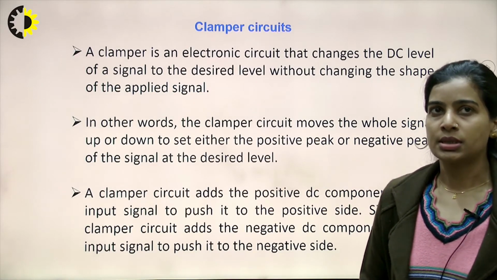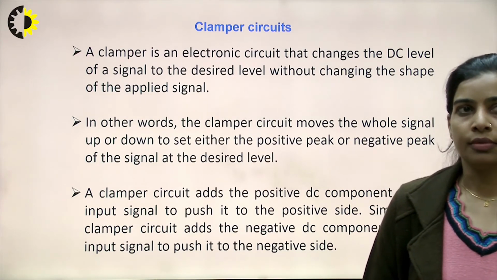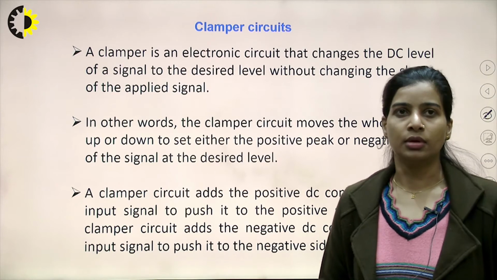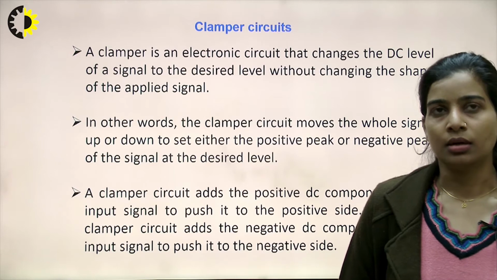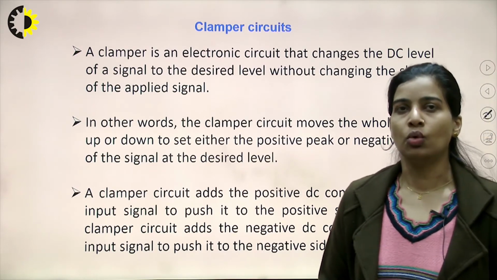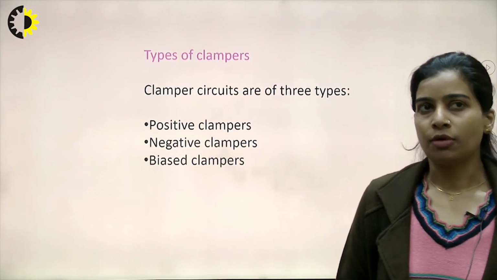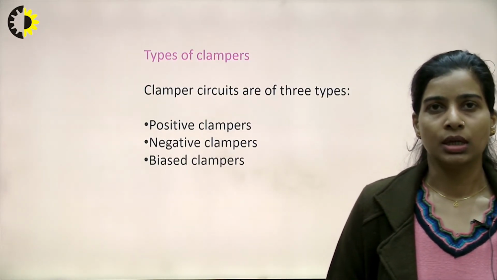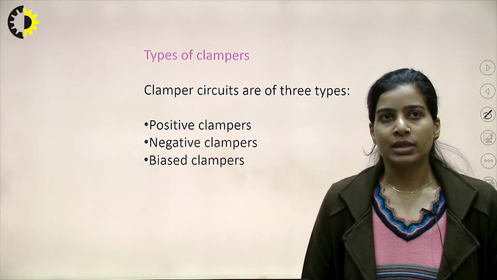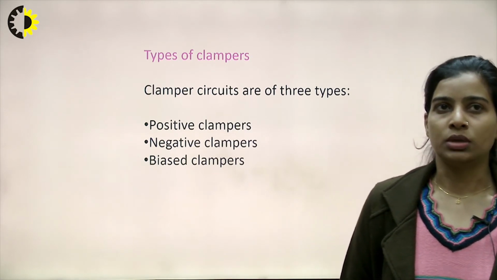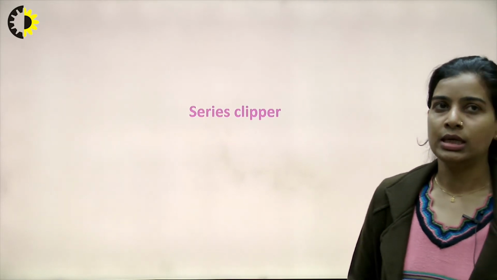Next is the clamper circuit. In the clipper, as I told, it clips off the positive or the negative cycle of the input signal, but in the clamper circuit the waveform remains and only its DC level is shifted. The types of clampers are positive clamper, negative clamper and biased clampers. First we will see in detail the clipper circuits. So, first the series clipper.